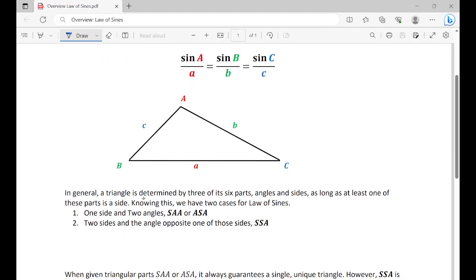In general, a triangle is determined by 3 of its 6 parts, angles and sides, as long as at least one of these parts is a side. Knowing this, we have 2 cases for the law of sines. You can have one side and 2 angles, abbreviated as SAA or ASA, side angle angle or angle side angle. Or you can have 2 sides and the angle opposite one of those sides, abbreviated as SSA or side side angle. These are the only 2 cases for the use of the law of sines.